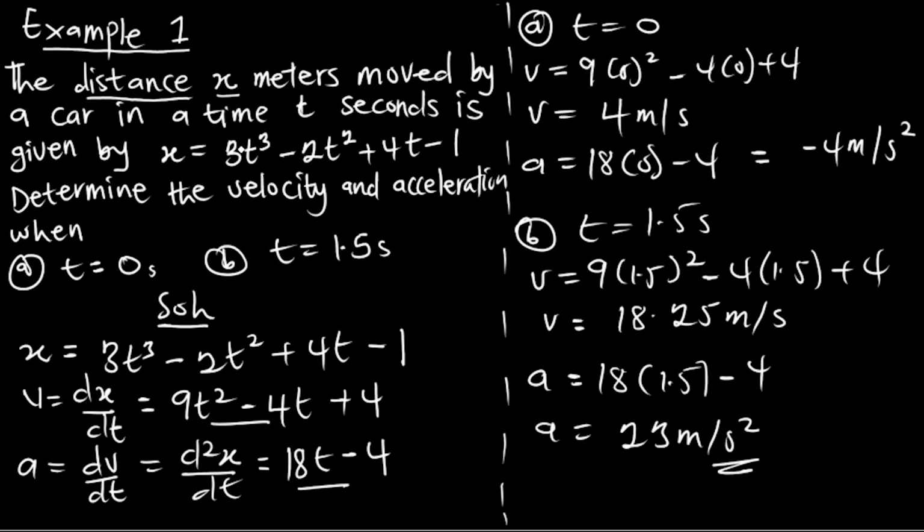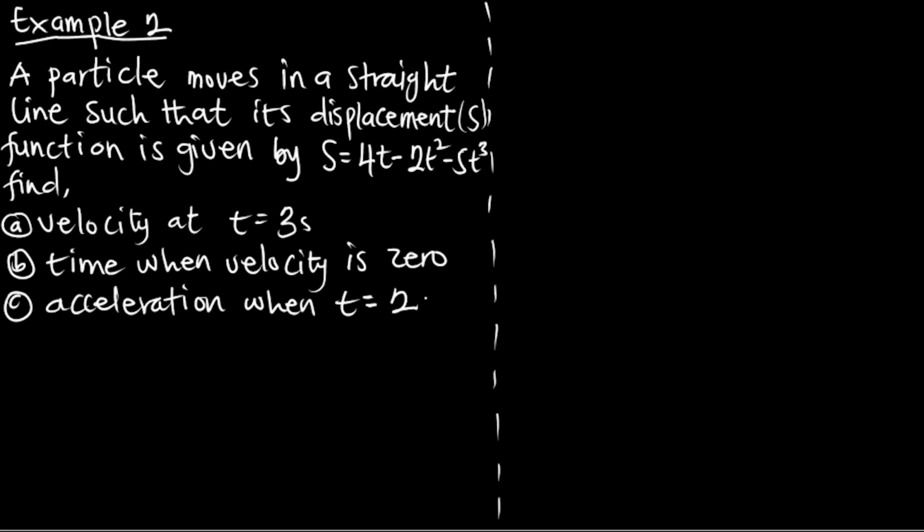You determine your velocity and your acceleration with respect to the equation, where velocity is the first derivative and acceleration is the second derivative, or acceleration is also the first derivative of the velocity. Are we okay? Let's check example 2 and see how best we will analyze this.